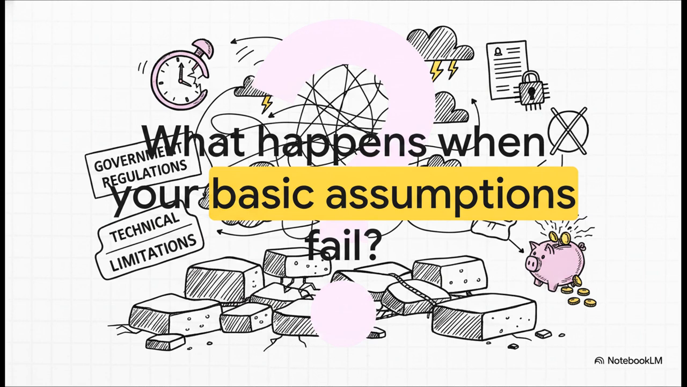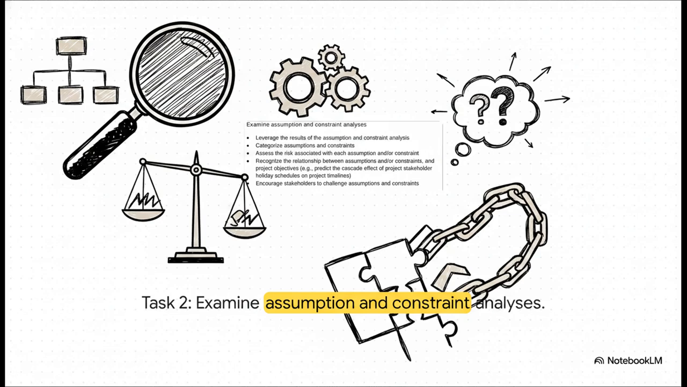What happens if the very foundation of your project timeline is flawed from the start? Every single project out there is built on a bed of assumptions and bounded by constraints. We assume vendors will deliver on time, right? We assume the budget is stable. But what if those underlying foundational beliefs are actually just masking your biggest project risks? That leads us perfectly into task 2, examining assumption and constraint analyses.